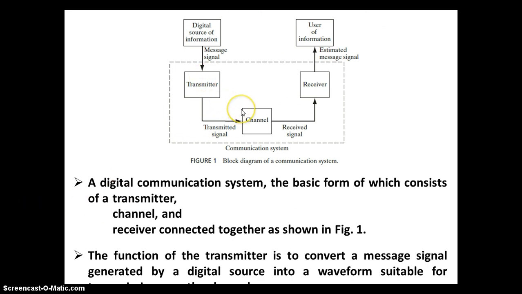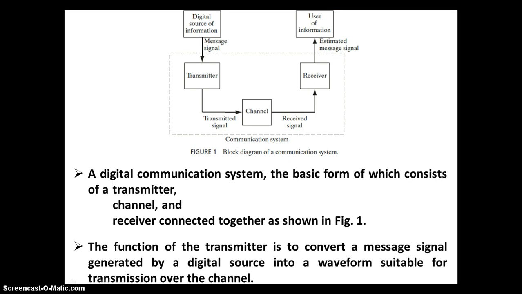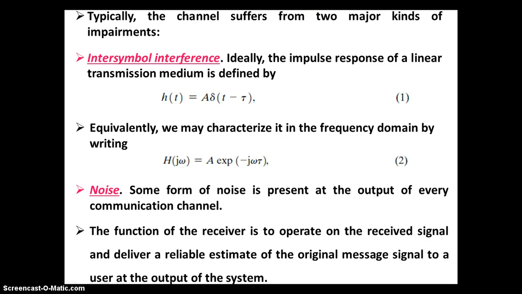Now, typically the channel suffers from two major kinds of impairments. The first one is intersymbol interference and the second one is noise.